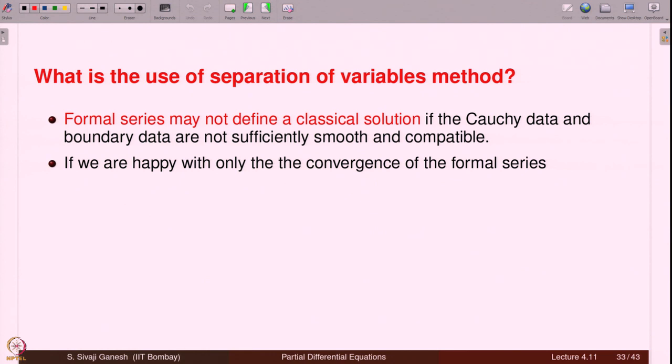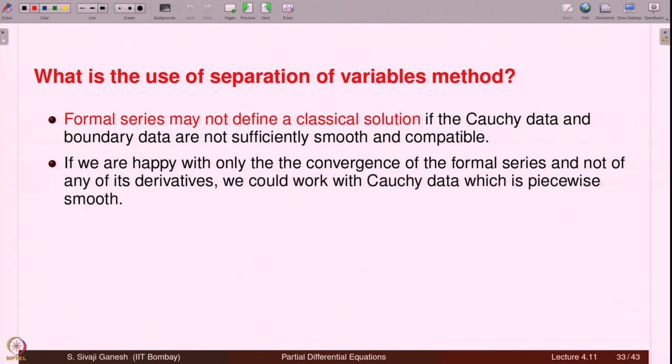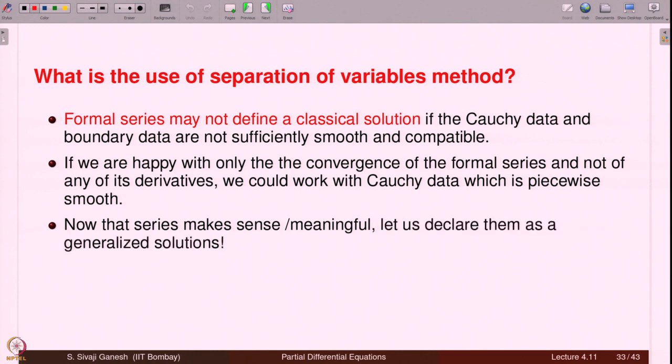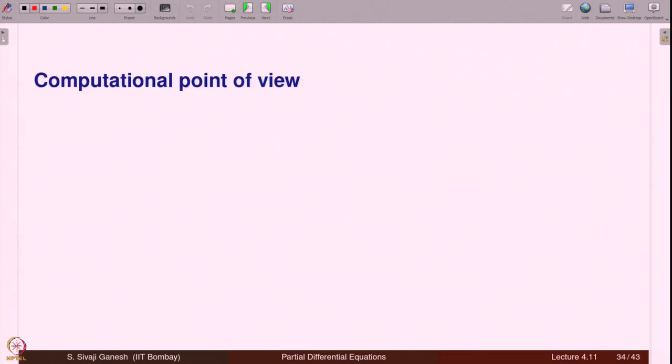If you are happy with only the convergence of the formal series, that means u(x,t) equal to the infinite series, the series converges, we are very happy with it, we do not ask questions about the derivatives. Then we could work with Cauchy data which is piecewise smooth. Now that the series makes sense or is meaningful, let us declare them as generalized solutions. These are the general ideas which go behind generalizing the notions of solutions. In fact, this may be a good compromise.